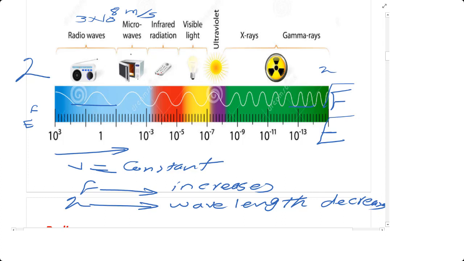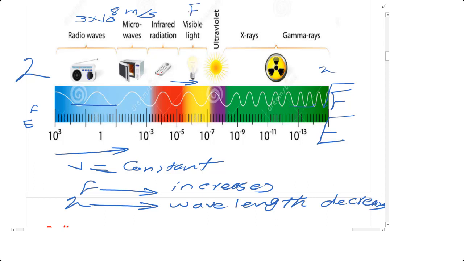This is very important. If I ask, you have to remember them in order. Why? Because maybe I ask you which one has the smallest frequency: radio wave, microwave, or infrared. I know that if I move in this direction, the frequency increases. So the one which has the greater frequency, between radio, micro, infrared, and visible light, will be visible light.